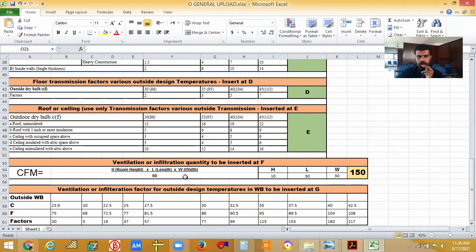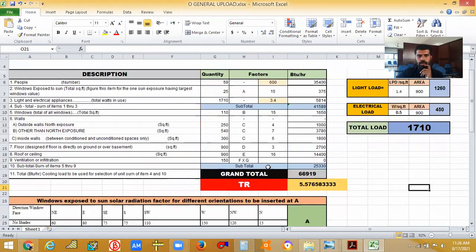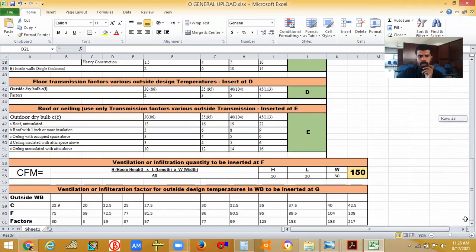The formula of CFM is the volume divided by 60. So you will be getting this 150. So give 150 there, and F into G. We have to find G, right? The last one is G. Ventilation or infiltration factor of outside design temperature in wet bulb is to be inserted at G.